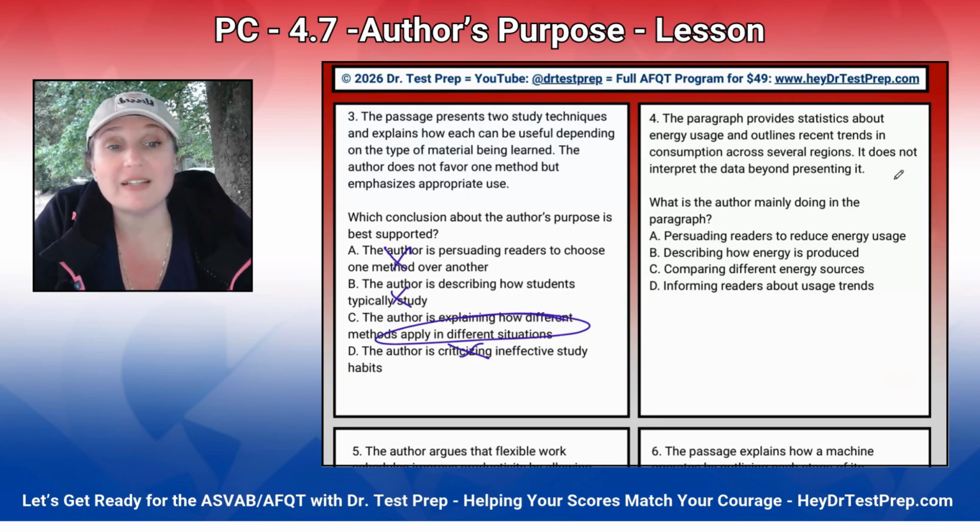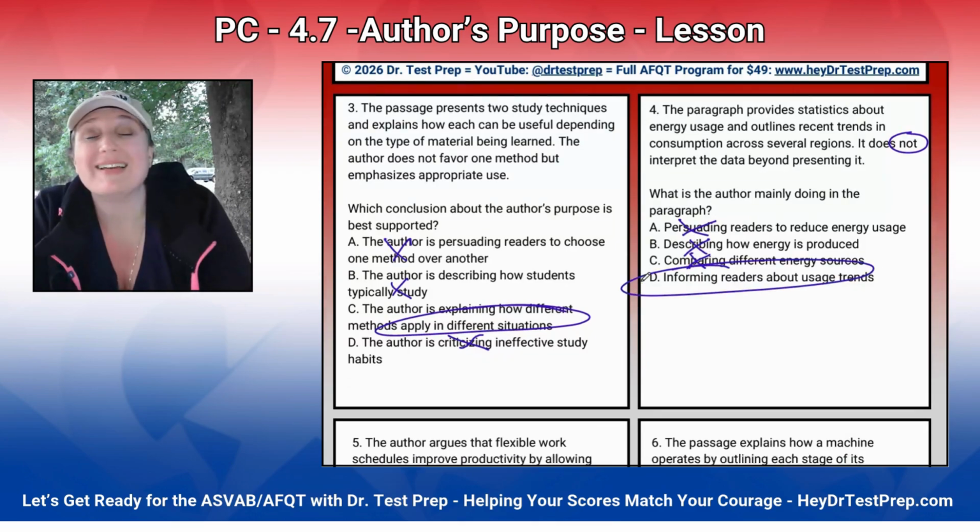The paragraph provides statistics about energy usage and outlines recent trends in consumption across several regions. It does not interpret the data beyond presenting it. So is it persuading readers to reduce energy? No. Describing how energy is produced? No. Comparing different sources? No. Informing readers? Yes.